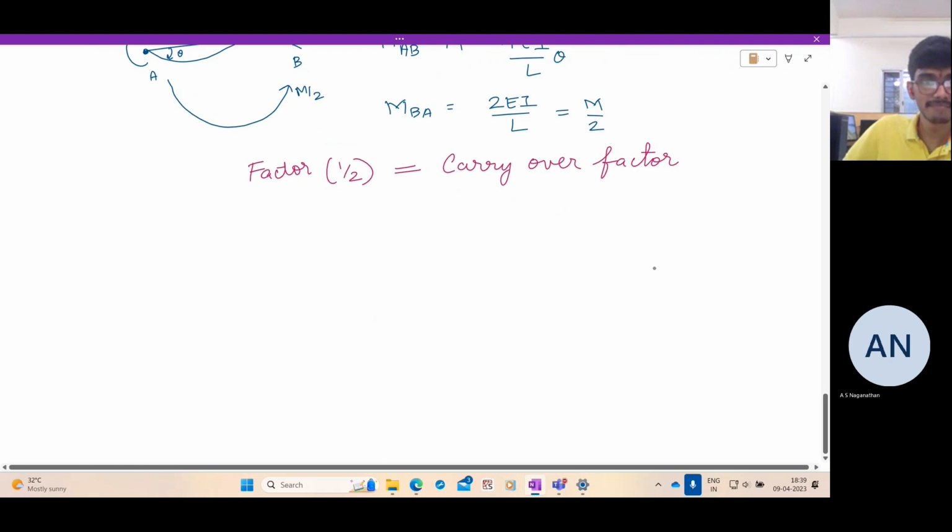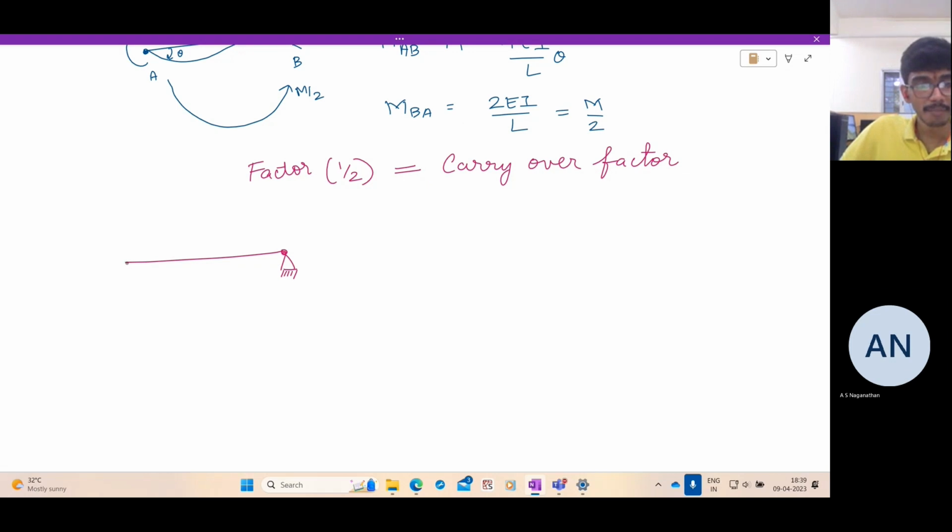Now let us take a case when the far end is hinged. And you apply a rotation M here. So the beam deforms this way. It deforms by theta A, and here it has another theta B. So here, what is the carryover factor? Any guess?